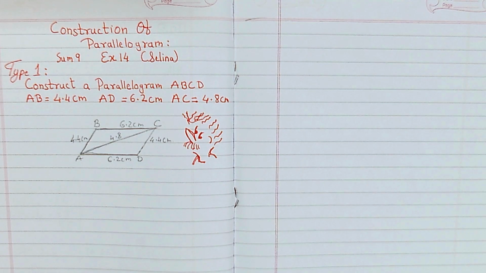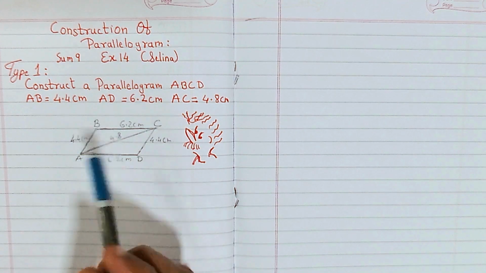Hello students, today we are going to start our construction series. We are going to start with parallelogram, and there are various types of parallelogram depending upon what data is provided to us for construction. Type 1 is a construction of parallelogram ABCD where two adjacent sides are provided to us.